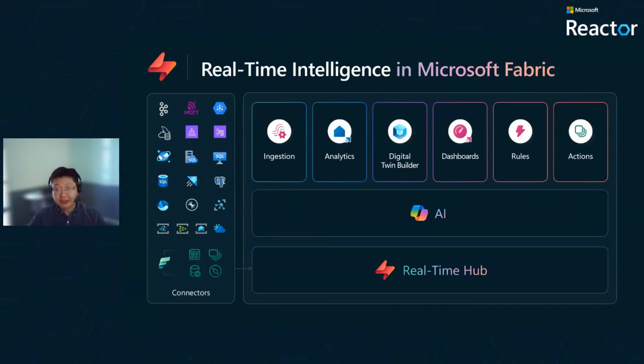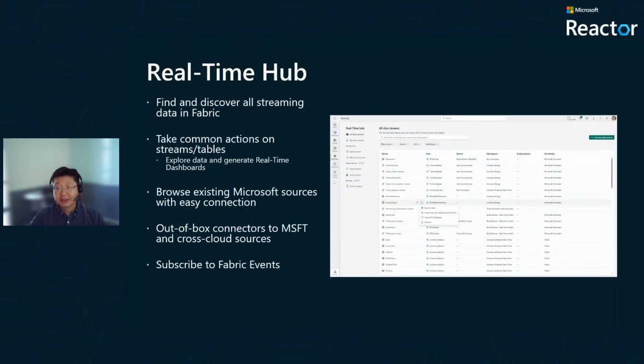Let's dive into some details about the data ingestion part. So first is about the real-time hub, like I said. You can find and discover all the stream data in Fabric. We ship all your stream data to this central place. You can find and take action on it. Like you can explore the data and generate a real-time dashboard by selecting certain stream data on it.